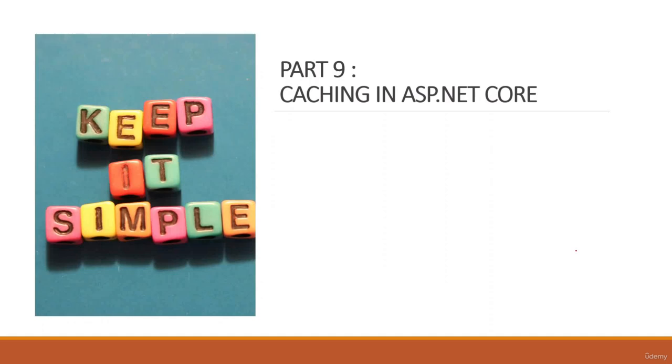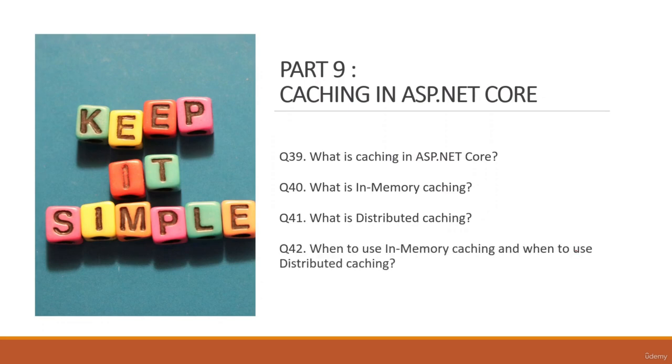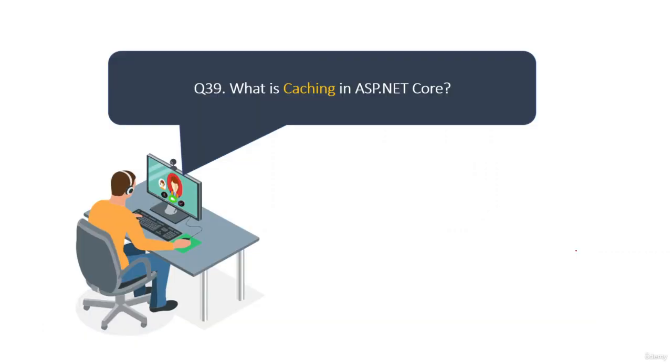This is part 9 of .NET Core interview questions. In this part, we will cover questions on caching. The questions will be: what is caching in ASP.NET Core? What is in-memory caching? What is distributed caching? When to use in-memory caching and when to use distributed caching? So let's start with the first question.